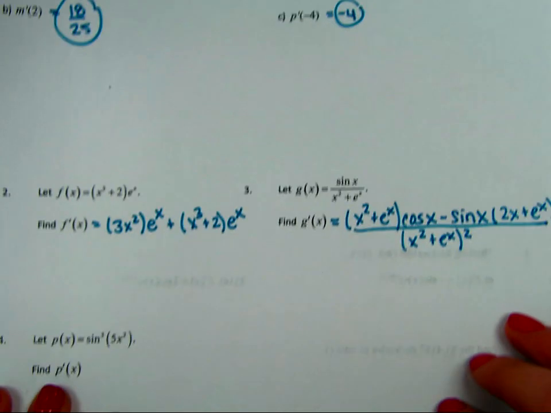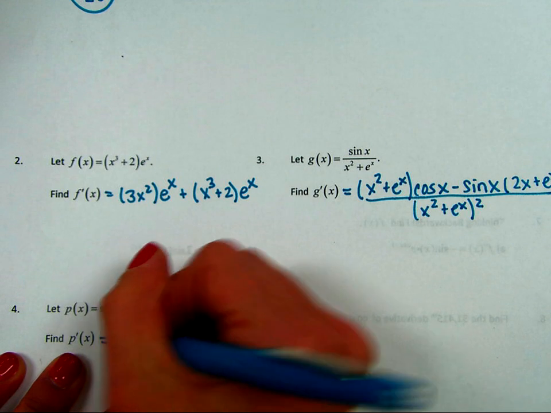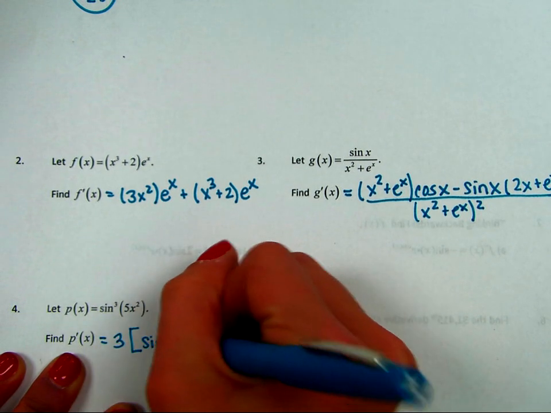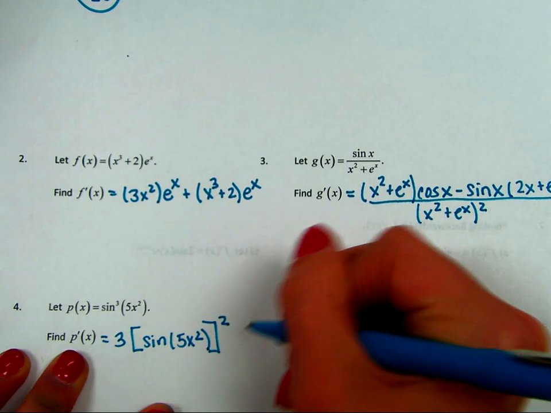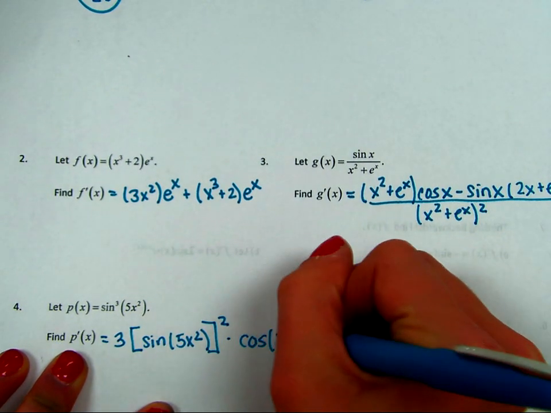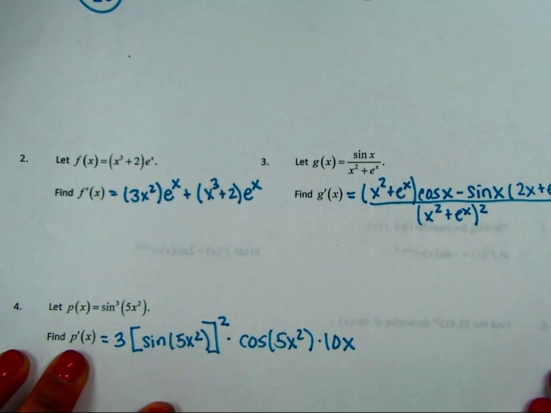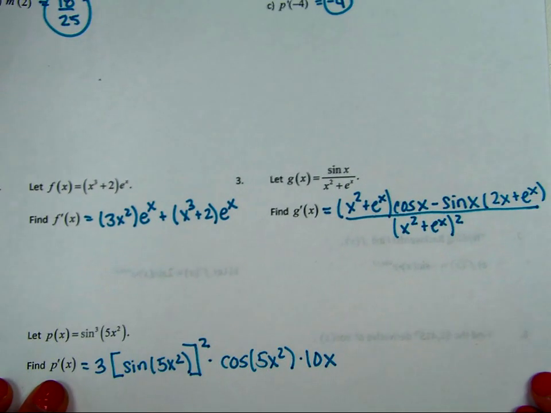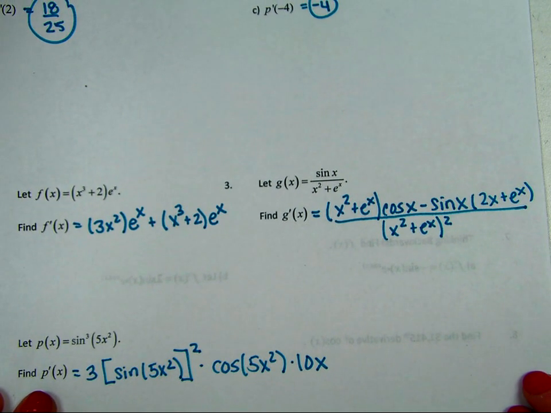All right, and then the last one, the final answer should be 3 times sine of 5x squared, all of that squared, times cosine of 5x squared times 10x. And again, please show any work that's necessary there. These are just the final answers because this is really just extra practice from what we did on the quiz.